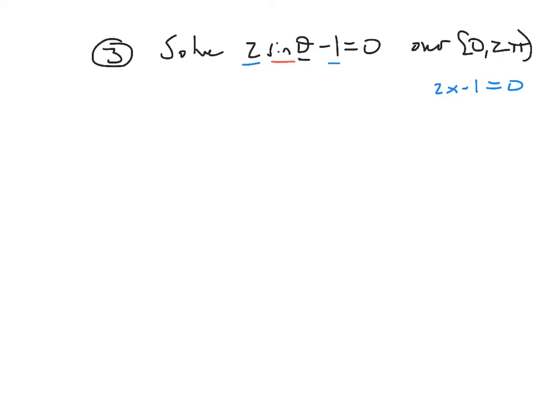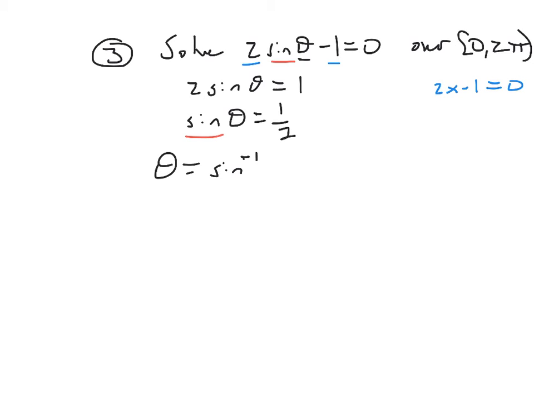Well, we're going to do the same thing here. I'm going to add my 1, which would give me 2 sine of theta equals 1. I'm going to divide by 2. That gives me the sine of theta equals 1/2. So now I'm right back to where I was on the prior 2 questions. To get rid of sine, I do the inverse sine. So theta is going to equal the inverse sine of 1/2.